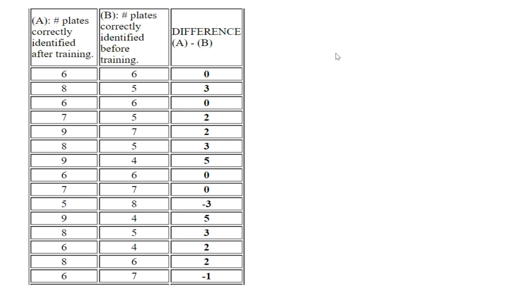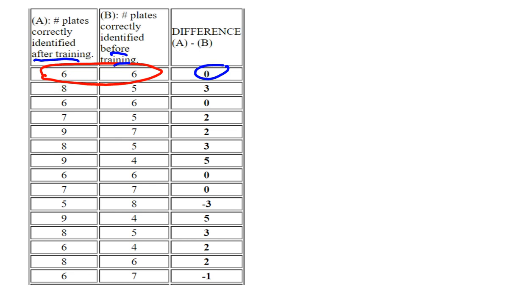So it's sort of interesting to look at these subjects. Let's look at the first subject. What you'll notice is this subject in the first column is how many plates they correctly identified after training, and in the second column was how many plates they correctly identified before training. In essence, what we're really interested in a problem like this is the difference. Did this person improve because they went for training? In the way this table was set up, you'll notice the people after training are in the first column and before training are in the second column.